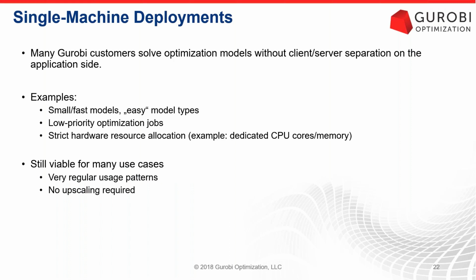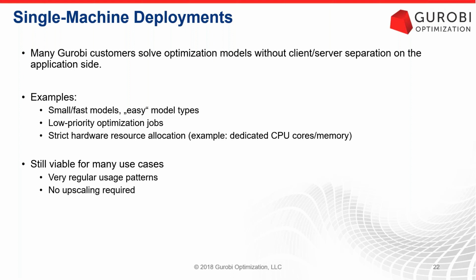So no client-server separation, not multiple machines, just the application running on a machine and solving optimization models on the same machine. And in fact, many customers do this. So they don't use a client-server separation or multiple machines. And this works pretty well in many cases. It doesn't mean that, from a software engineering perspective, the application can't contain something that looks like a service, but everything happens locally.